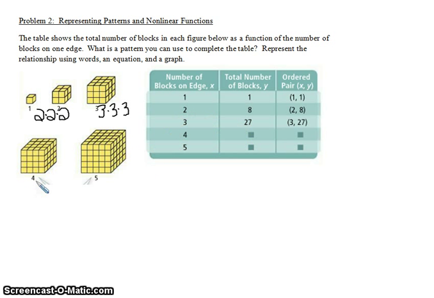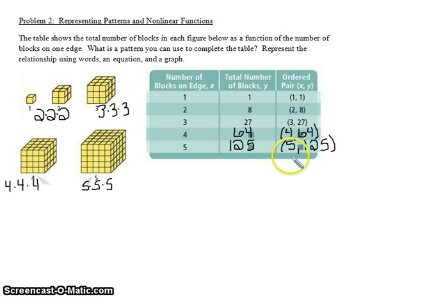So let's try to apply it for 4 and 5. So for 4, let's write out 4, 4, and 4, length, width, and height. And let's write out 5, 5, and 5. Well, what's 4 times 4 times 4? That's going to give us 64. So let's write that in up here. So our ordered pair would be 4, 64. And then 5 times 5 times 5 would give us 125. So if I write that in, that'll be 5, 125.